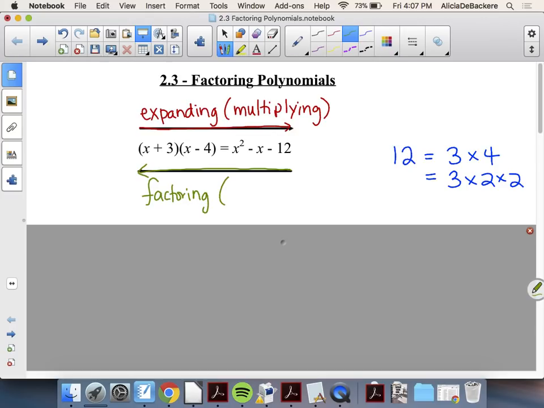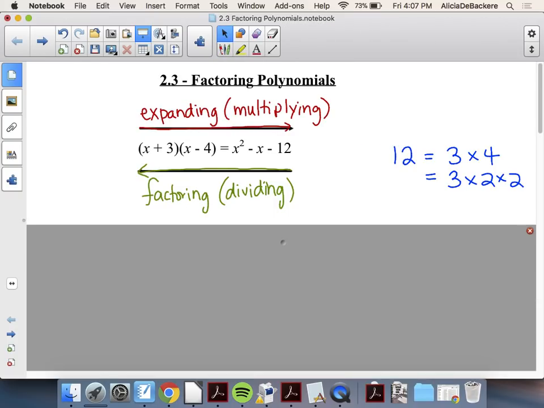And of course here what I'm doing is dividing, right? To go backwards and try to figure out what the multiplication statement is, that's the same as asking myself, what can I divide 12 by? Or what can I divide this algebraic statement by? A little bit harder with that algebra.